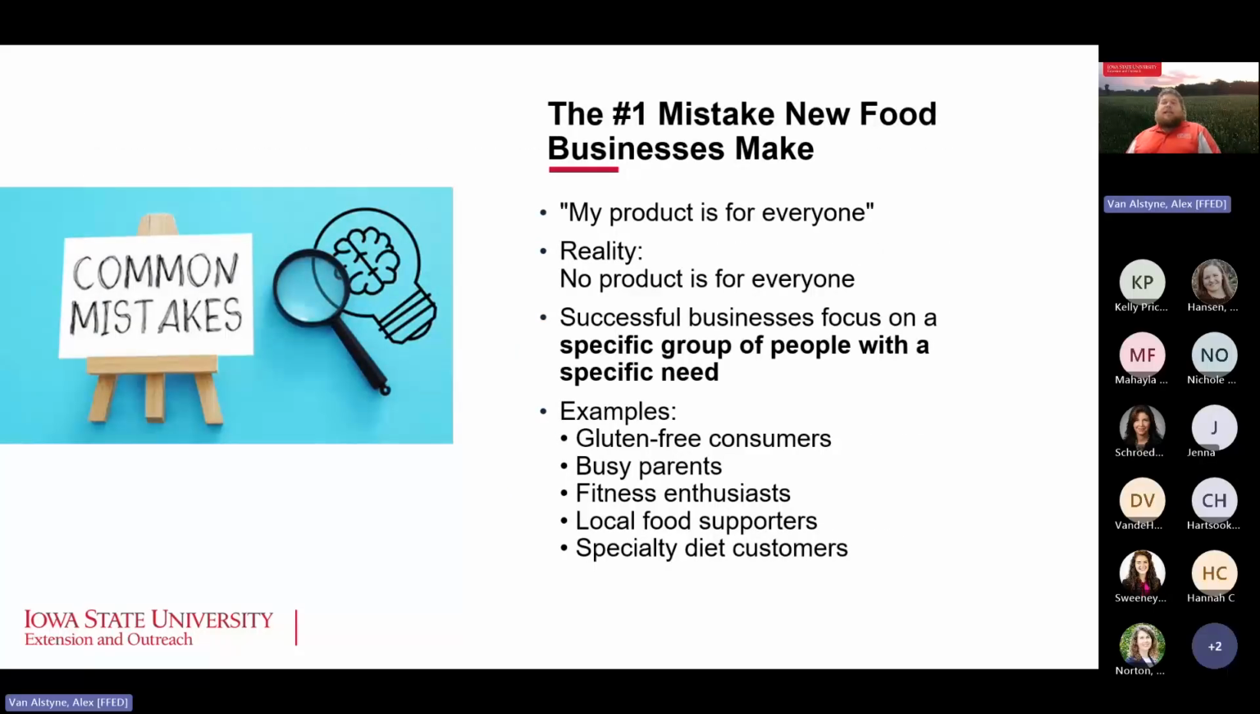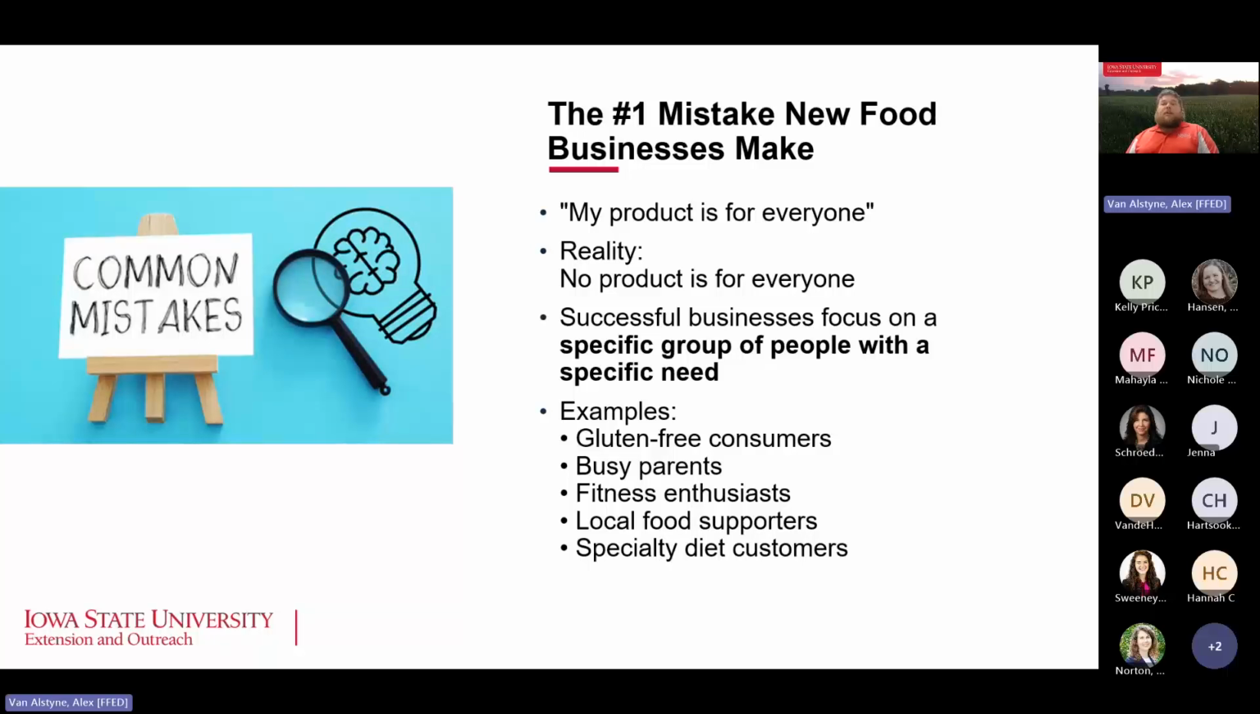One of the biggest mistakes I see new food businesses make is saying, my product is for everyone. It sounds like a good thing. You want as many customers as possible, but in reality, no product is for everyone. When you try to appeal to everyone, you usually end up not strongly connecting with anyone. Successful businesses do the opposite. They focus on a specific group of people who have a specific need.